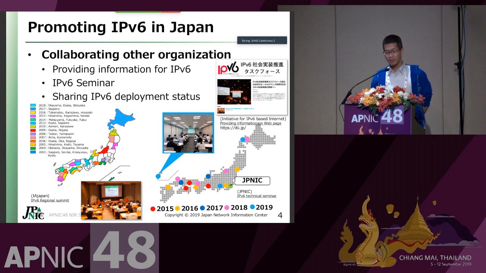This slide shows promoting IPv6 deployment in Japan. Same as until now, the initiative for IPv6-based internet is the center body of this activity in Japan. Each related organization promotes to their members and customers. JPNIC provides information by a web page as public relations. As an example of our activities, JPNIC held IPv6 seminars, collaborating with regional ISPs and our community five years ago. IAjapan, Internet Association Japan, held an IPv6 summit to support IPv6 deployment in rural areas.